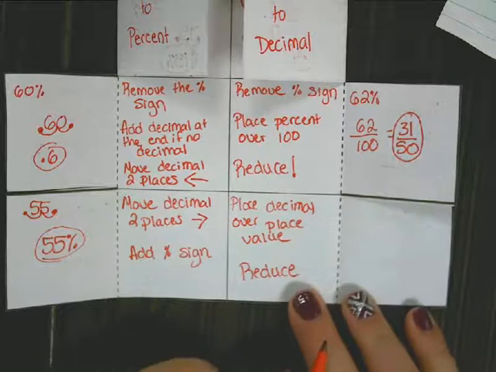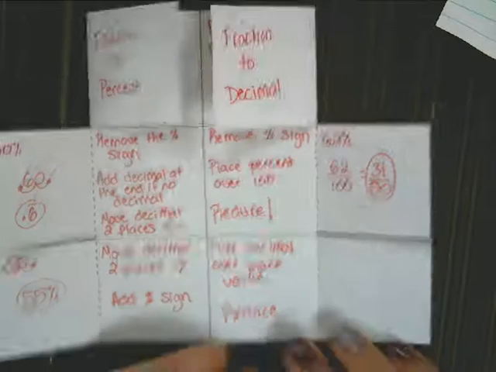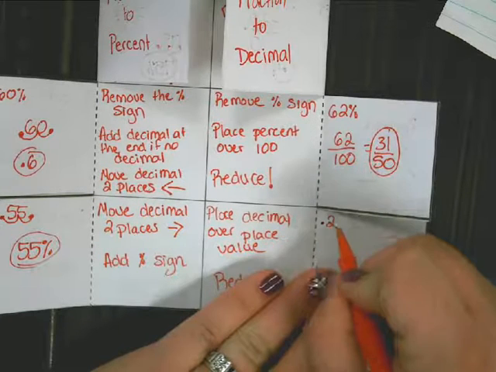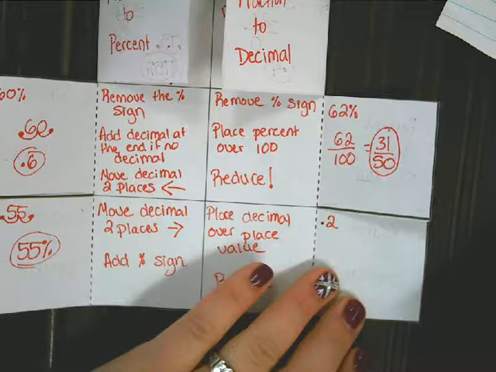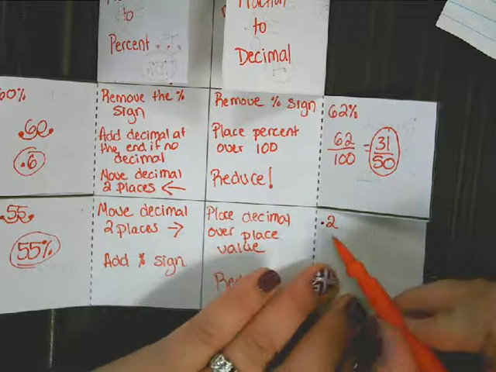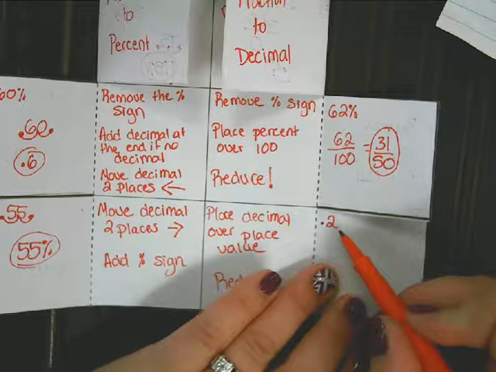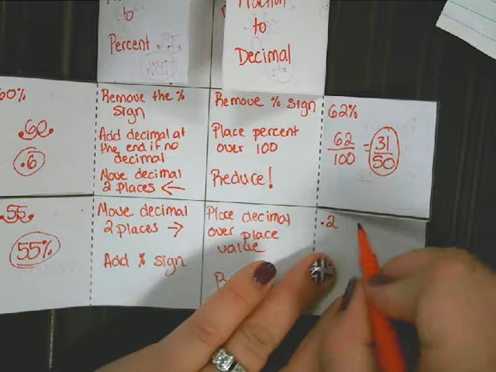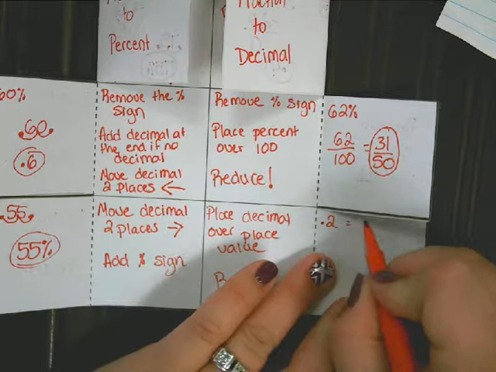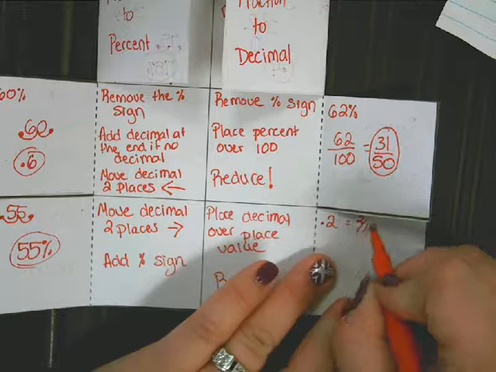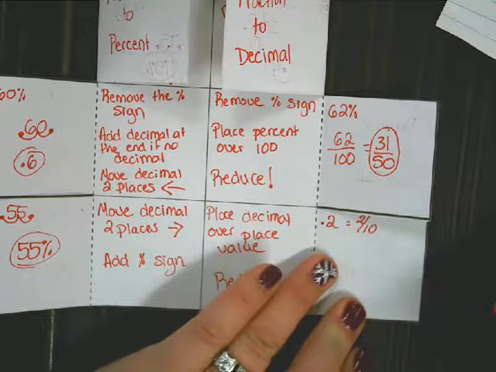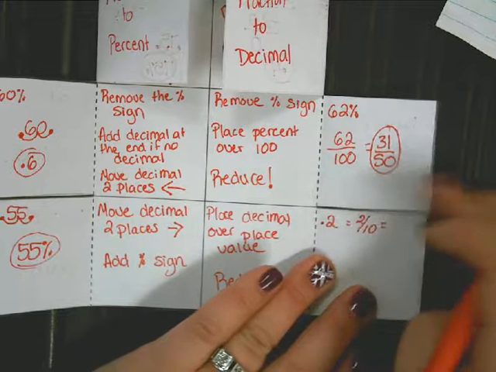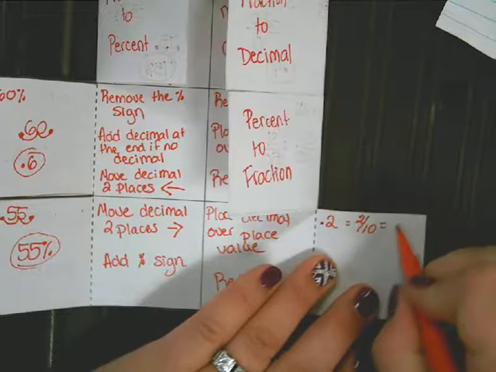So let's say I give you 0.2. When I'm talking decimal place values, the first place value is called what? The tenth. So I'm going to take 2 and place it over 10 because it's in the tenth place value. Then I'm going to reduce that, so 2/10 reduces to what? 1/5. Not 1/2, 1/5. 1/2 would be 5 over 10.